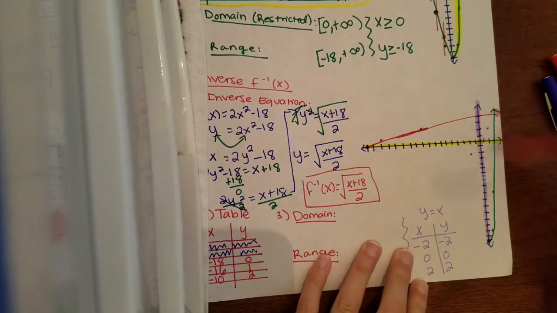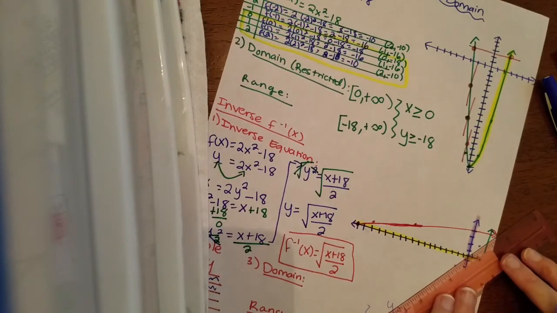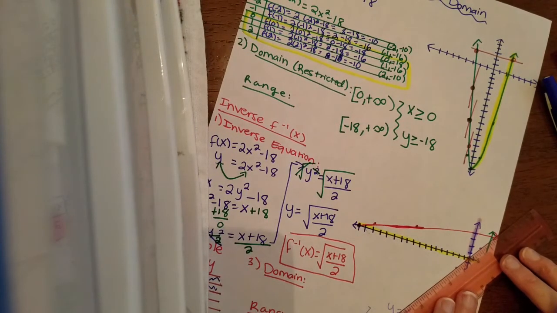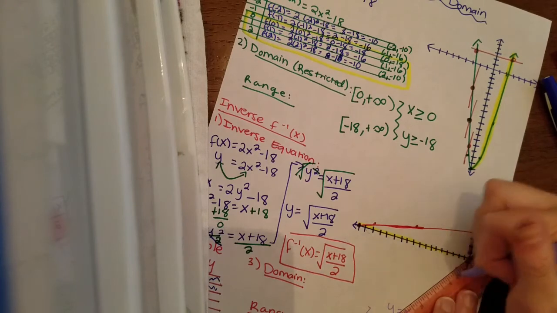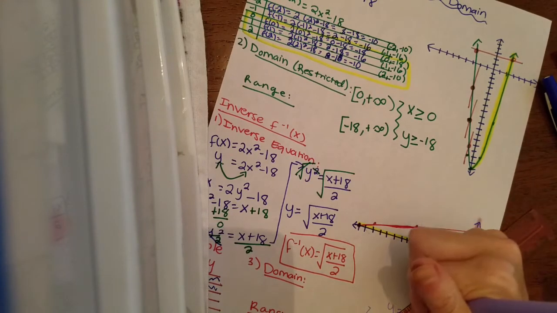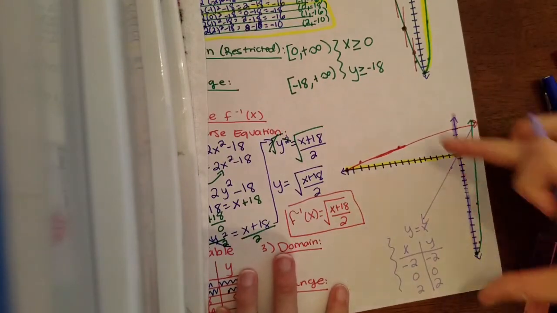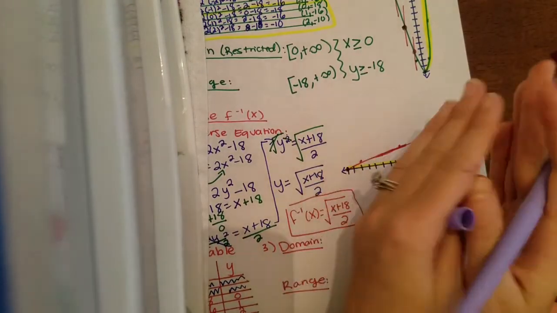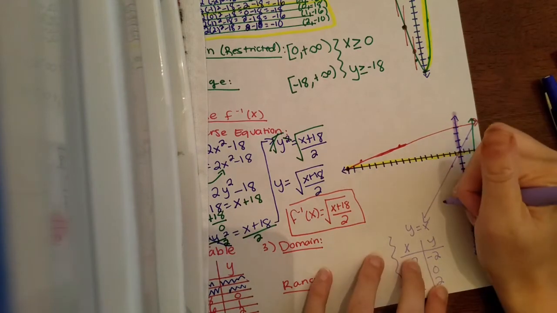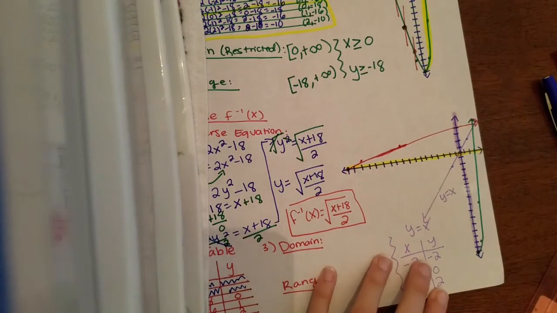So let's see if our graph is symmetrical to that line. Let's see what happens. And again, if you have graph paper, it'll look a little better than mine. But we're pretty close. If I were to fold this on that line, I'm pretty sure that these two graphs would be on top of each other. So awesome. So this is the line y equals x.